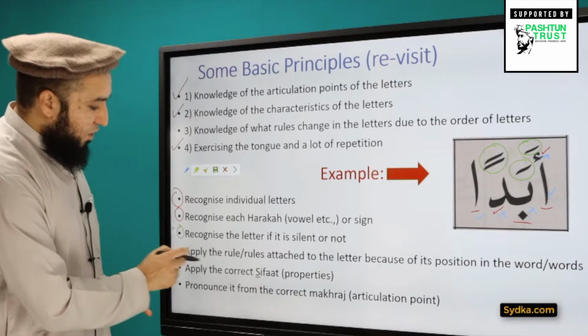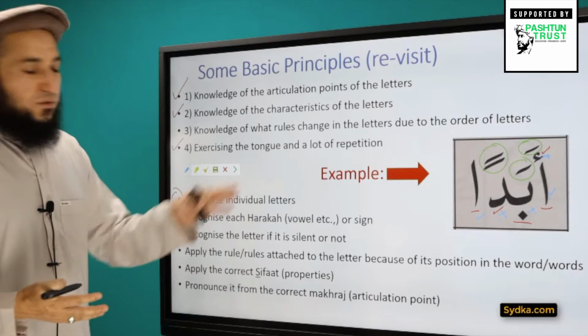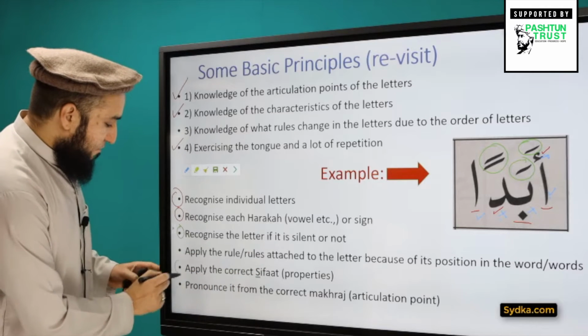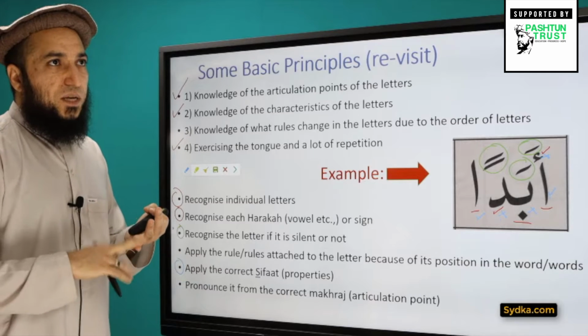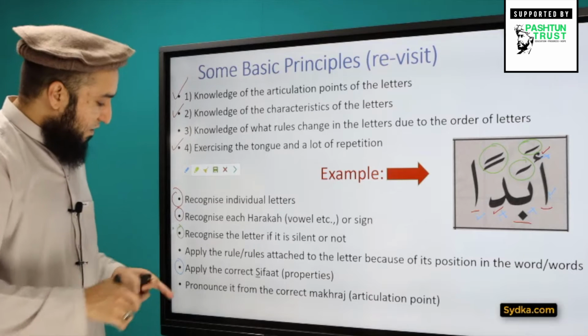The next one is we apply the rules that attach to individual letters. We will study that in advanced level. Then we apply the correct sifat. We have studied only a few of them, one of them being whether the letter is heavy or light. So we apply those rules, and the rest we will study in advanced level.